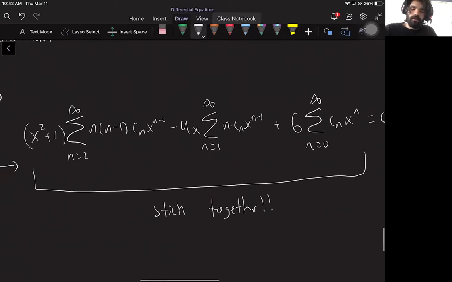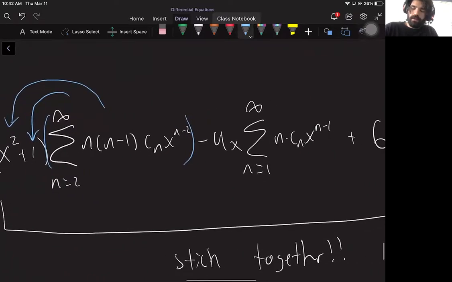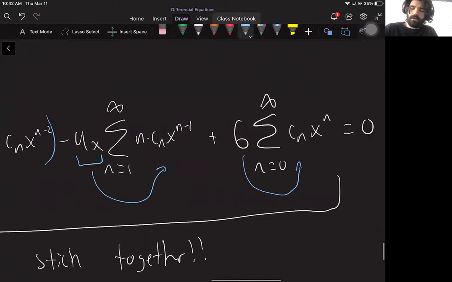And to do that here, let's focus on one at a time. So this is just multiplication. So I can distribute this guy in, and I can just multiply this 4x in, and I can multiply this 6 in. That's what we're going to do next.